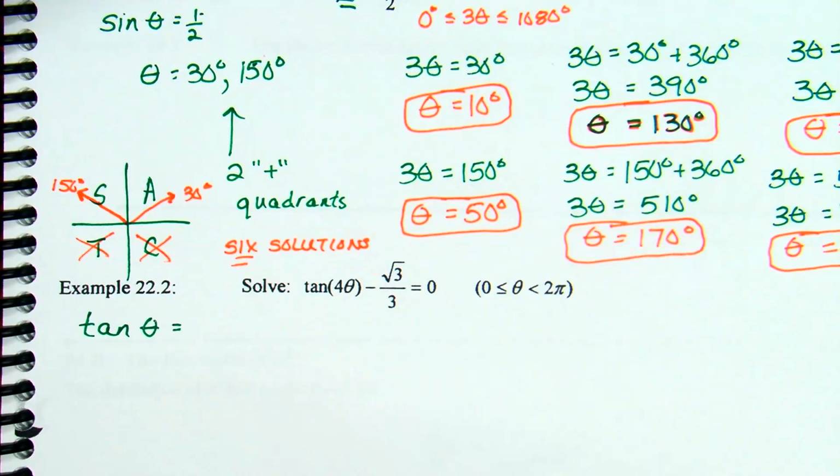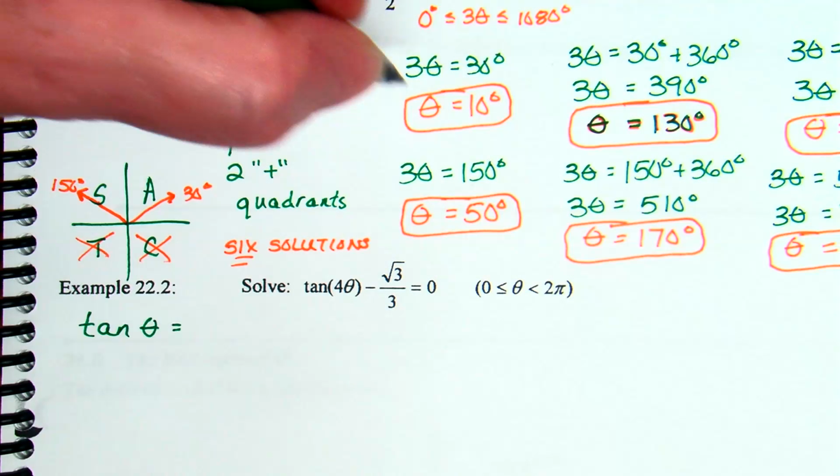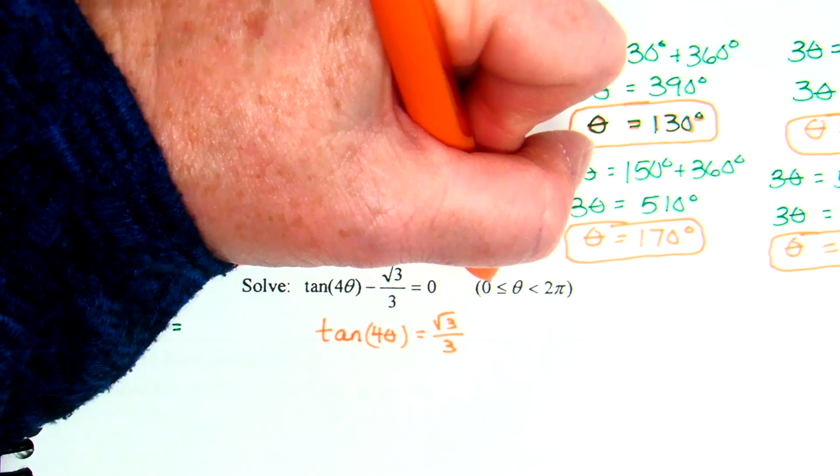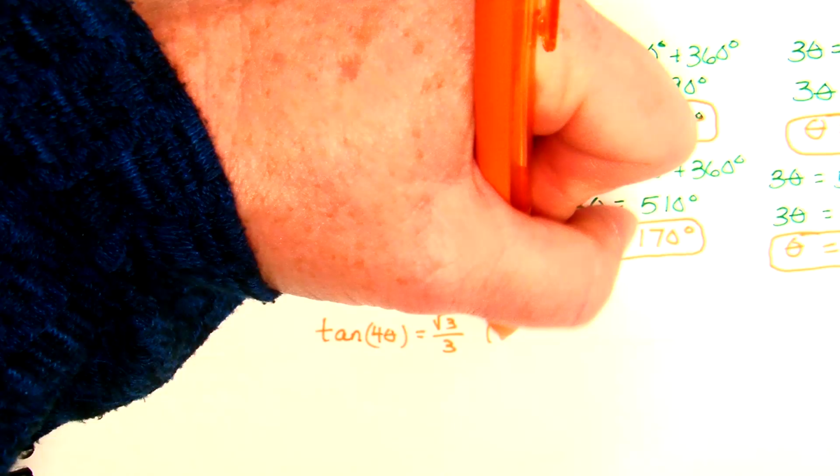Tangent of 4 theta minus square root of 3 over 3 equals 0. This needs to be tangent of 4 theta equals, doesn't it? So if you add that over, we're really thinking the tangent of 4 theta equals positive square root of 3 over 3. And what is this going to be on? If you multiply by 4, officially this is going to be on the range of 0 to 8 pi.